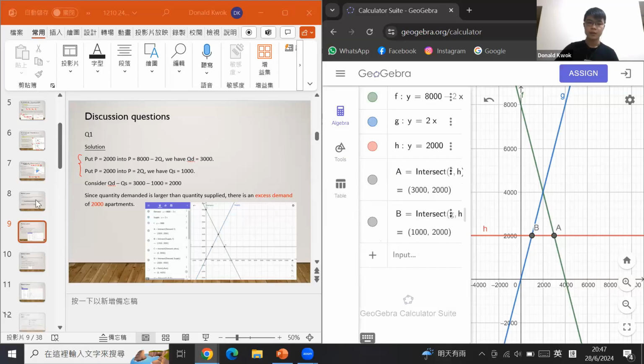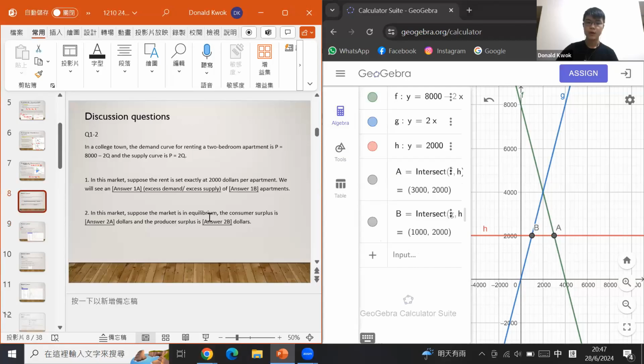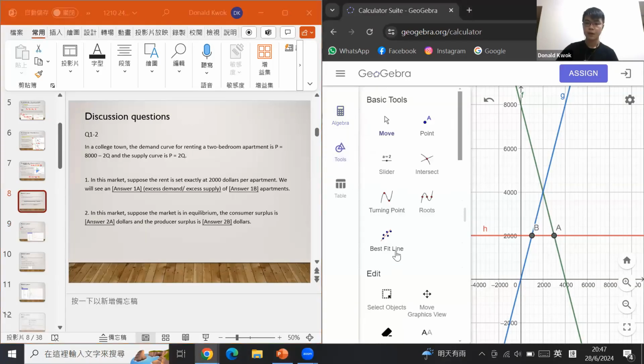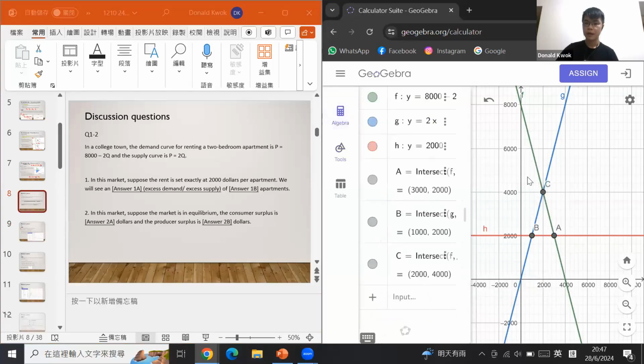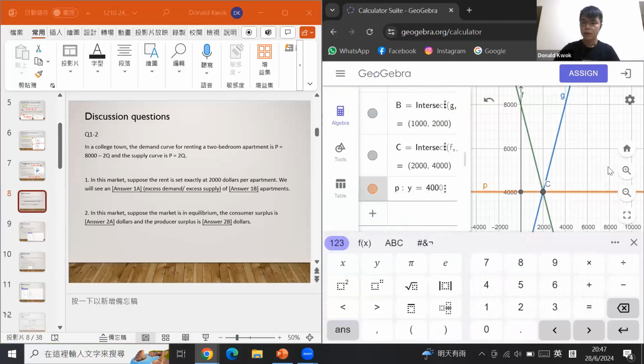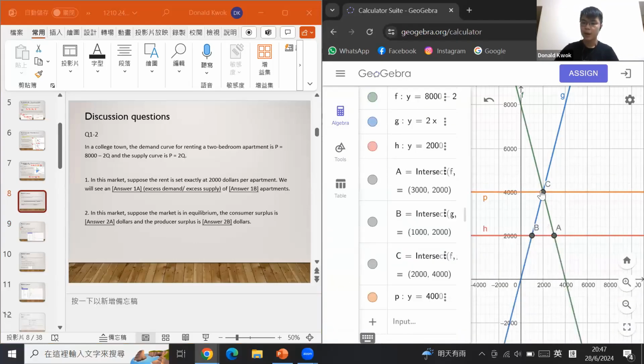All right, so let's move on to question 2 to find the consumer surplus and producer surplus at the market equilibrium. So obviously the market equilibrium is at this level, and the consumer surplus is simply the triangle above this orange line, and the producer surplus is the triangle below this orange line. We can actually use some functionality in GeoGebra to help us quickly obtain the area of a region.